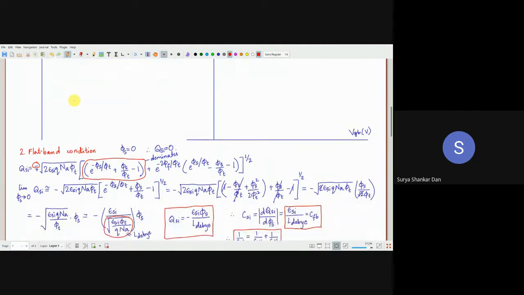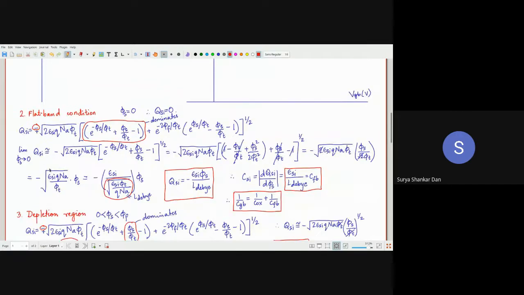Now we will understand the meaning of the flat band condition in terms of the capacitance. This is going to be important. Now notice, if you are speaking about phi s equal to 0, then what is going to be the silicon capacitance CSI at the flat band? Remember CSI is defined as dQSI by d phi s. This is undefined, right? Because at phi s equal to 0.